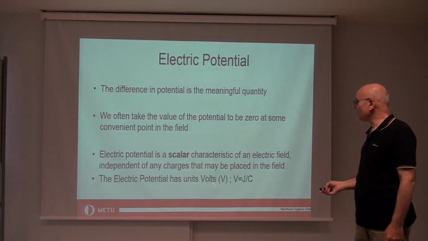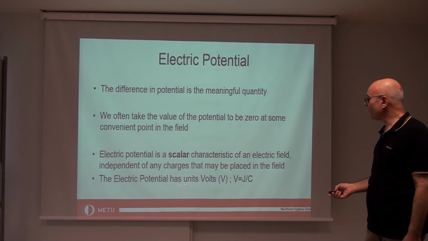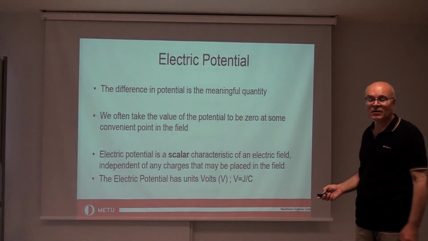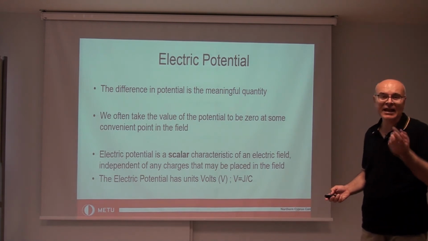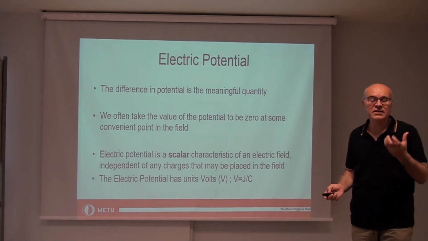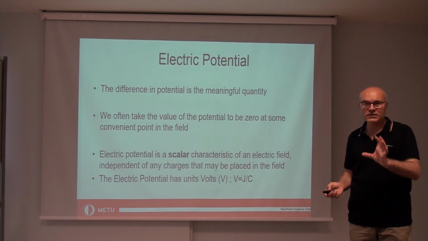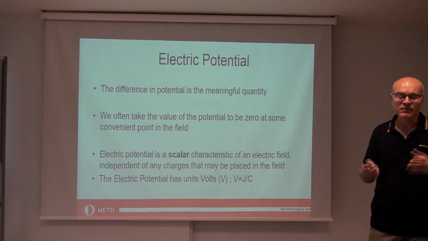Now, the units of the potential are the volts, V, and the volt is just joules per coulomb. So it has a different name. The potential has its own name, and it is measured in units of volts. This is where voltage comes from.